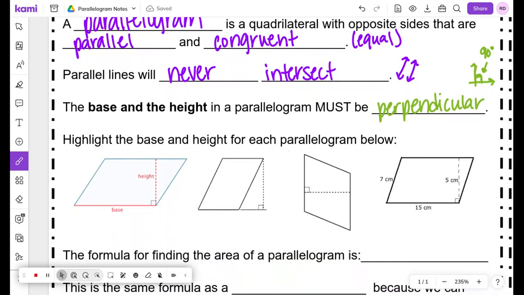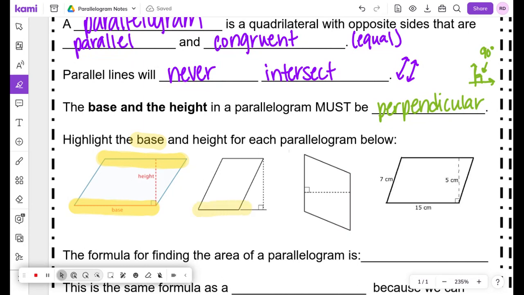So below it says highlight the base and the height of each parallelogram. So here's my highlighter. I'm going to highlight the bases yellow. So in the first one, it's labeled for us. So the base is this bottom line right here. It does not always have to be the bottom line. It could be on the side, but in this case, it is the bottom. If the bottom is a base, then the top is also a base because they are congruent and parallel. So that means they are the same.